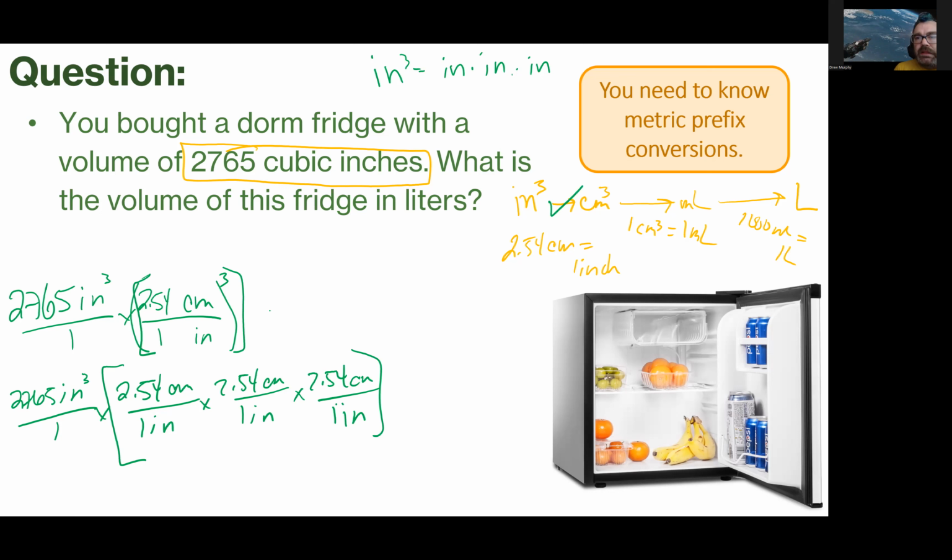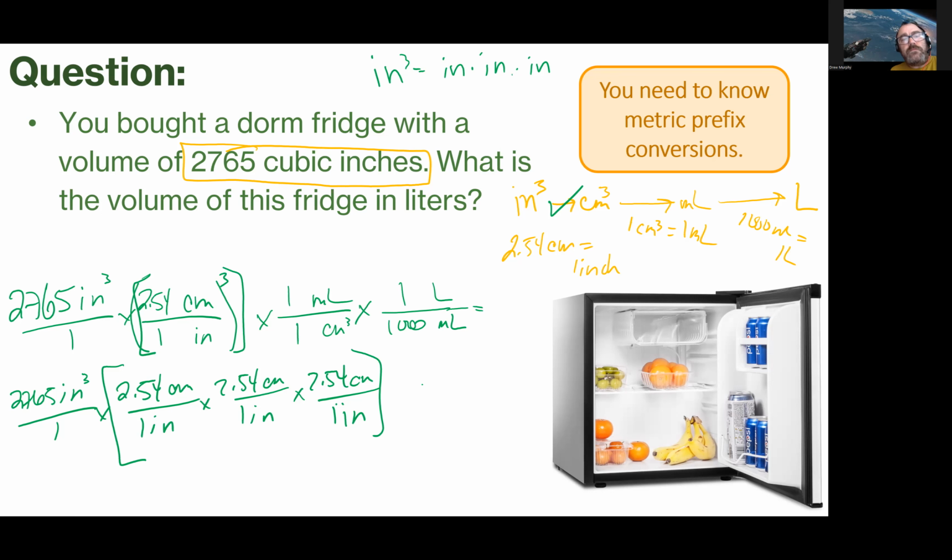Centimeters to milliliters. So that's going to be centimeter cubed on the bottom and milliliters on top. And both of those are 1. So we don't actually have to put it in the calculator, but we got to show it in the work. And then we got to get milliliters to liters. So milliliters on the bottom and liters on the top. That's 1,000 milliliters is 1 liter.